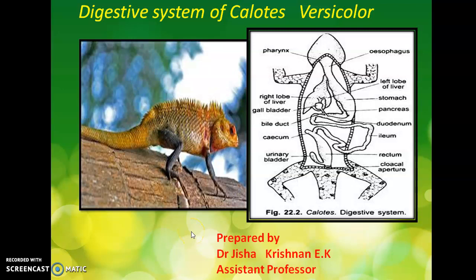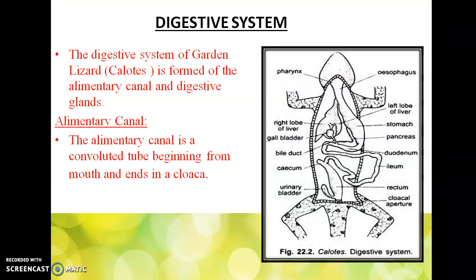Dear students, now we are starting with the different systems of the type specimen Calotes versicolor, and now I am starting with the digestive system of Calotes. As we all know, what is meant by the digestive system? The digestive system is the system which is concerned with the digestion of the food materials that a particular organism is fed.